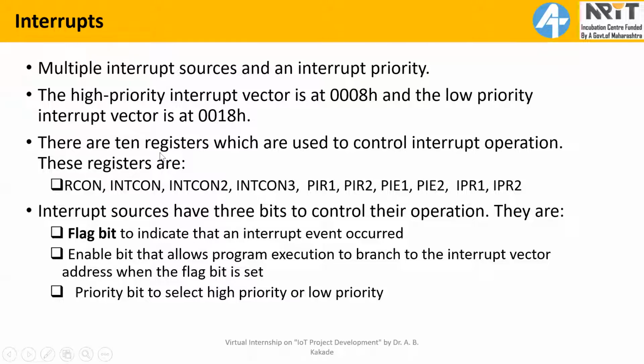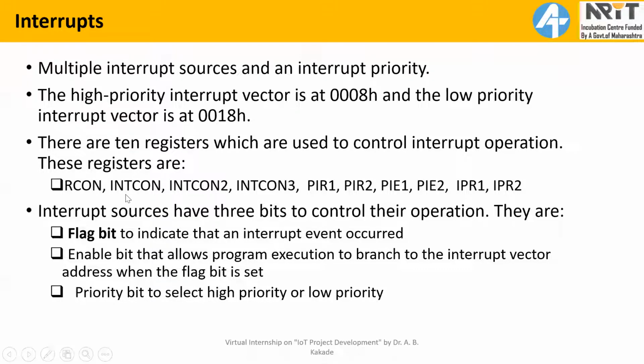There are a total of 10 registers which are used to control interrupt operations. Today I am going to demonstrate only one particular interrupt, that is external hardware interrupt. The first register is the reset control register. There is one bit which is related to defining high priority and low priority for the interrupts. If that bit in the reset control register is enabled, then it is possible to apply high priority and low priority on different interrupt sources in the PIC microcontroller.